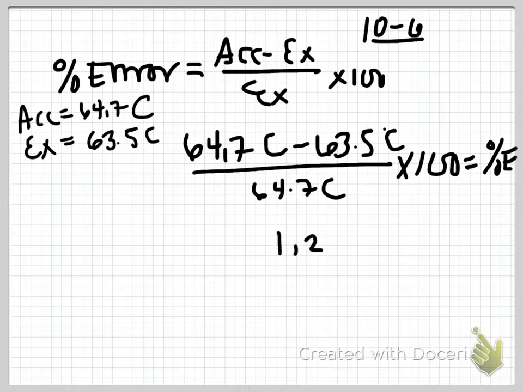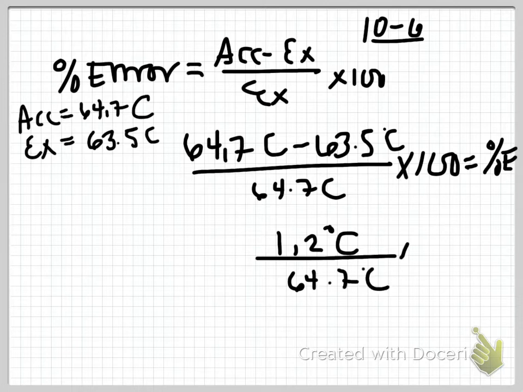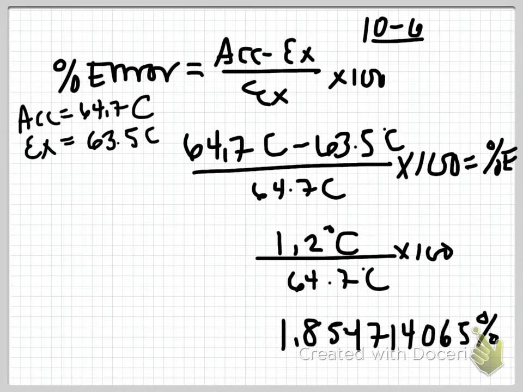The first thing you get here is the 1.2 degrees Celsius. That's how far off the true value you are. Divided by 64.7 degrees Celsius times 100. And what that gets you is 1.8. I have a raw answer of 1.854714065%. Always write your raw answer.